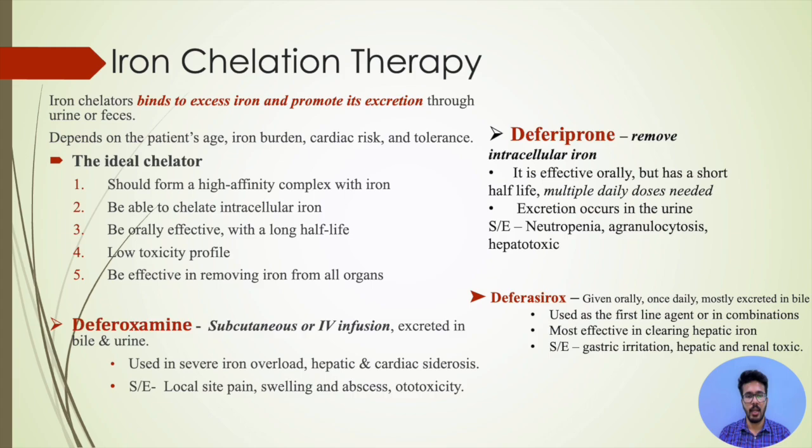The ideal iron chelator should form a high affinity complex with iron, should be able to chelate intracellular iron, be orally effective with a long half-life, should have a low toxicity profile, and should be effective in removing iron in all age groups. Deferoxamine, deferiprone, and deferasirox are the most commonly and widely used iron chelation agents. The choice of agent among these three depends upon the general condition of the patient and the organ manifestations.